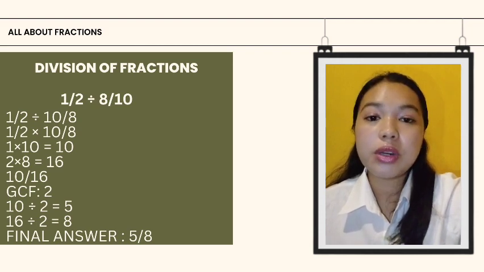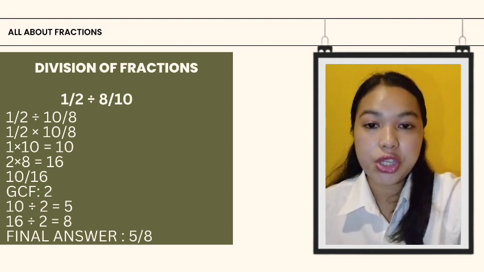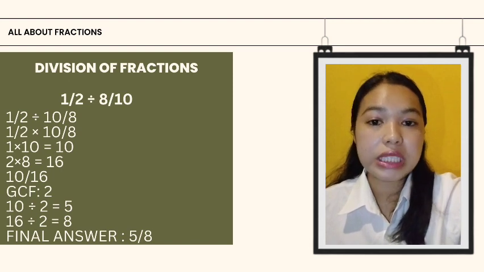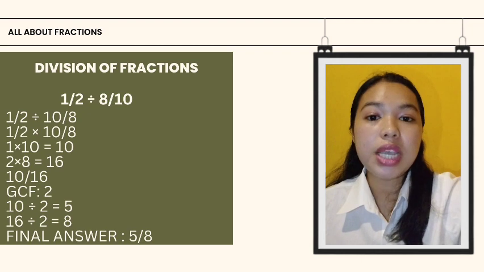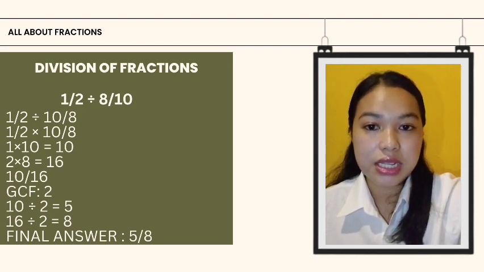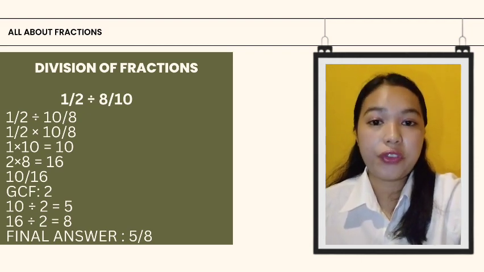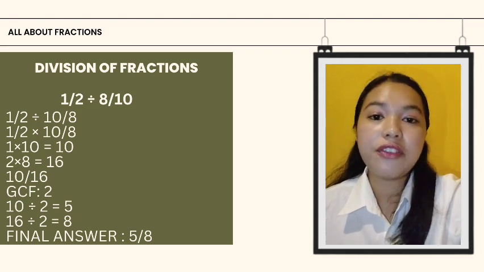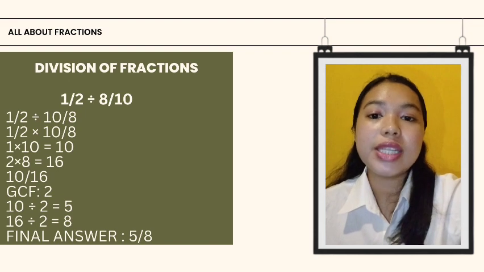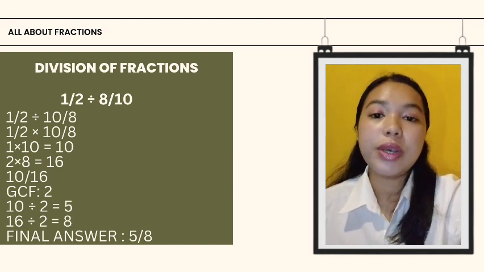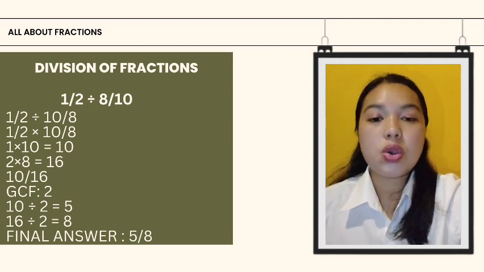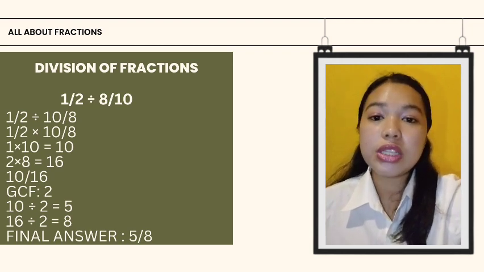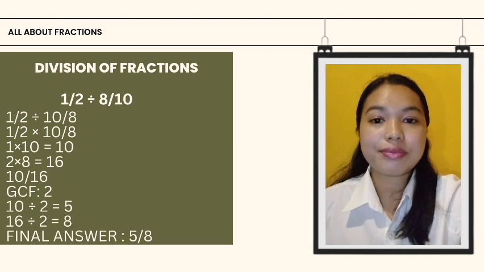After getting the reciprocal, we need to proceed to multiplication. So 1/2 times 10 over 8. 1 times 10 equals 10, and then 2 times 8, that's equal to 16. So the result is 10 over 16. And since they have a common factor, we need to reduce it to lowest term. So their GCF is 2. 10 divided by 2, that's equal to 5, and 16 divided by 2, that is equal to 8. So our final answer would be 5 over 8.